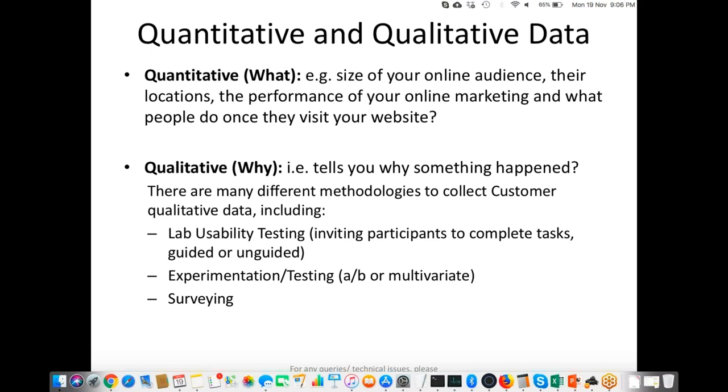So surveys, feedback, A/B or multivariate testing, these are the methods to collect qualitative data. Do you know about A/B testing? How many of you have done email marketing? Did you discuss A/B testing with your trainer?